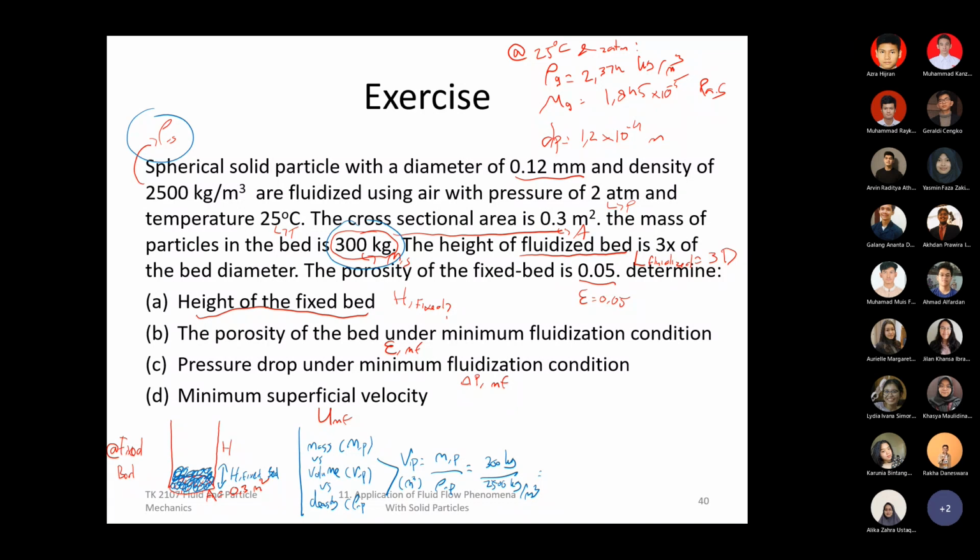Can use a calculator. Okay, I'm going to open my calculator. 300 divided by 2500, 0.12 cubic meter. So all of this blue particle, if all of them are collected all together, the total volume will be 0.12 cubic meter. Okay. Now, how it will relate with the height of the fixed bed versus the surface area.